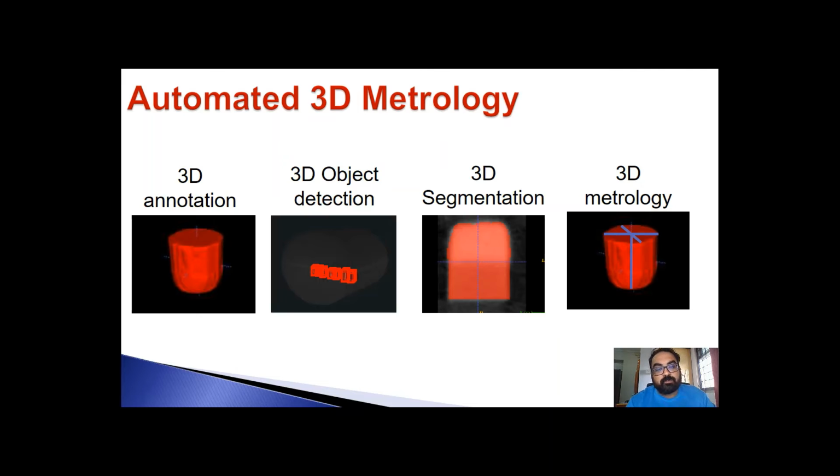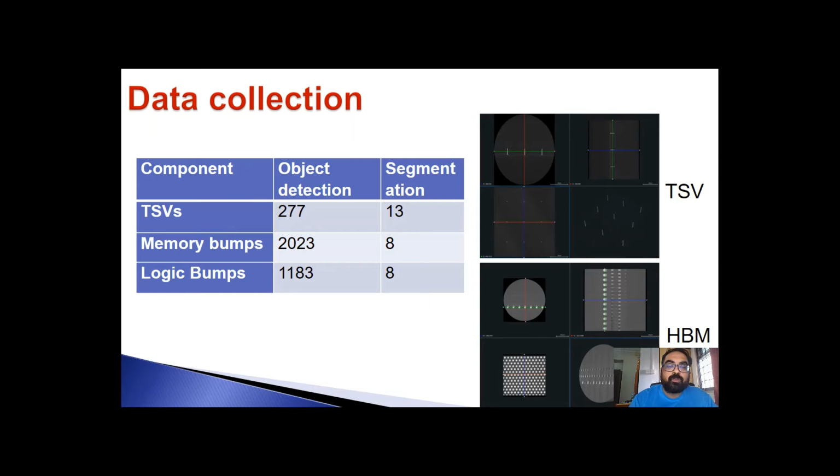Okay, now let's get more into the detail of the AI-based 3D metrology that we are looking at in this paper. As I mentioned before, it involves 4 major steps: 3D annotation, 3D object detection, 3D segmentation, and 3D metrology. So once we have fabricated this data and measured this data, the next step is figuring out how much data we want to annotate or collect, right?